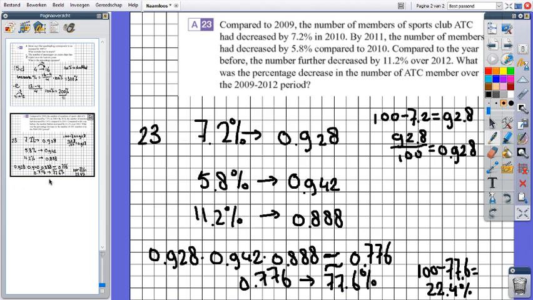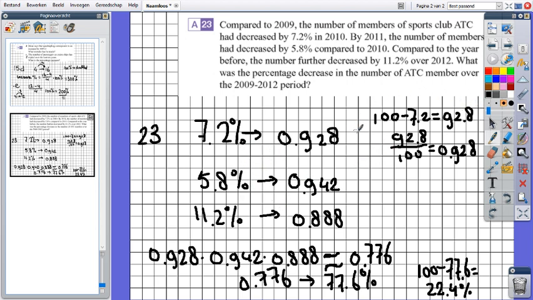Read the question for yourself if you'd like to. It's quite a long one. What I'd like you to do is calculate the percentage decrease of members of the sports club ATC over a certain period. And each period has its own multiplication factor that you have to calculate. It also has its own percentage decrease. So the first thing you're going to do is convert all those percentages into multiplication factors, right?